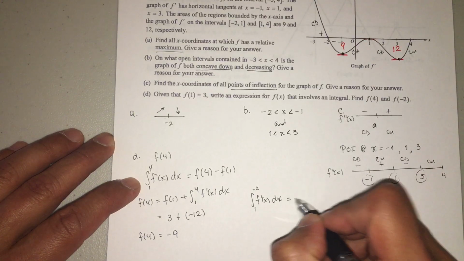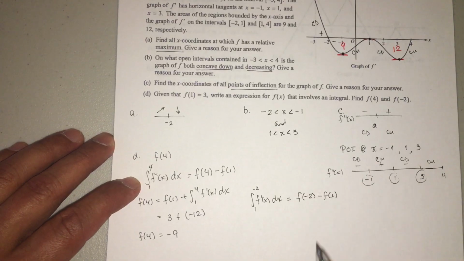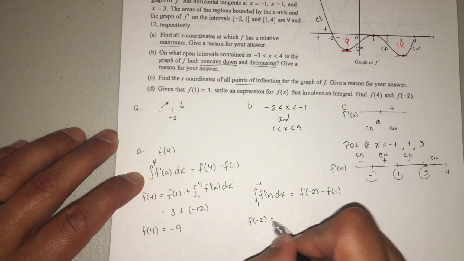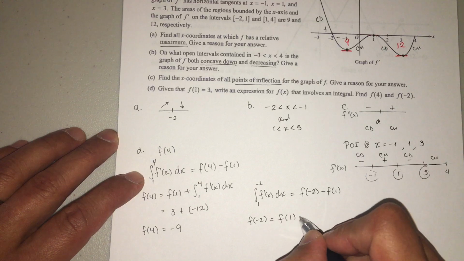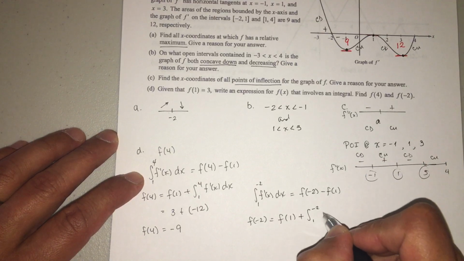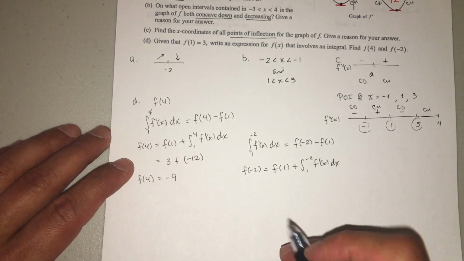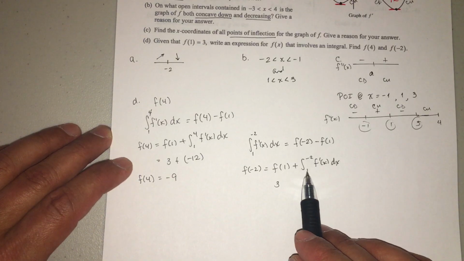Okay, we do that. So now we get f of negative 2 minus f of positive 1. They want us to find f of negative 2. So f of negative 2 is equal to, take this to the other side, becomes f of 1 plus the integral from 1 to negative 2 of f prime of x dx. All right, f of 1 we already know is 3.